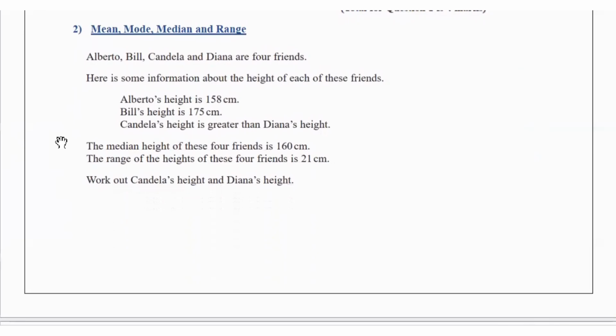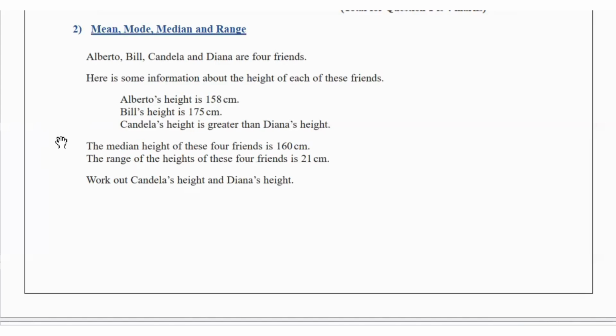Then it says Alberto, Bill, Candela, and Diana are 4 friends. Here is some information about the height of each of these friends. Alberto's height is 158 centimeters. Bill's height is 175 centimeters. Candela's height is greater than Diana's height. The median height of these 4 friends is 160 centimeters. The range of the heights of these 4 friends is 21 centimeters. Work out Candela's height and Diana's height.